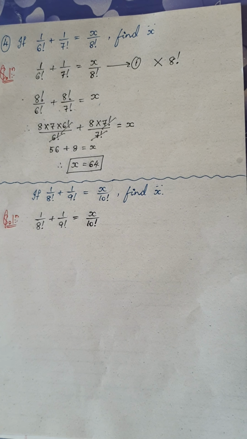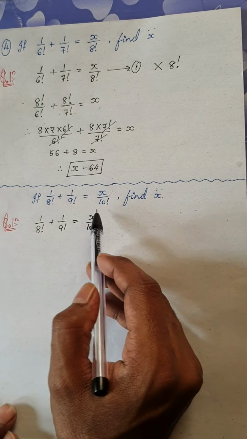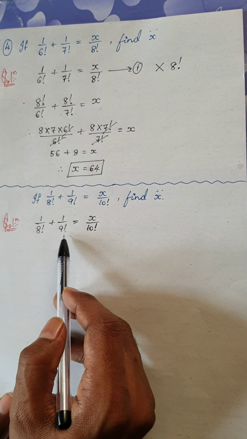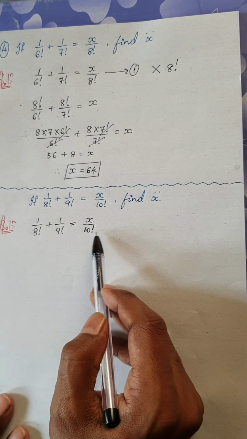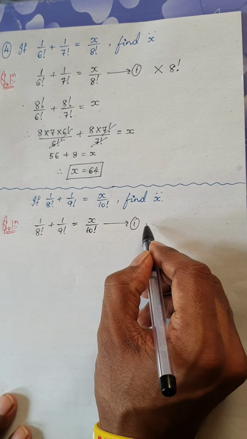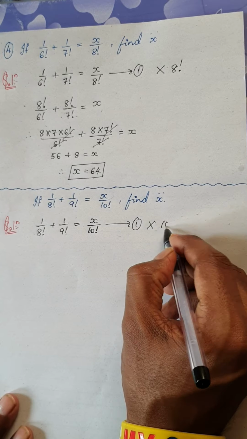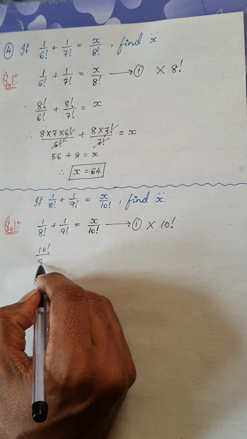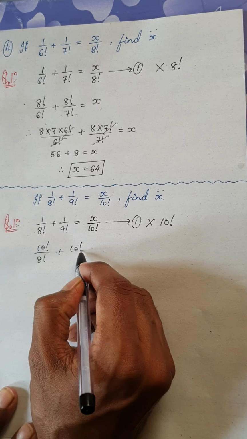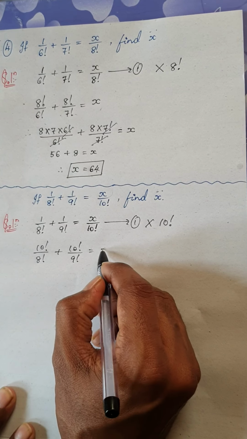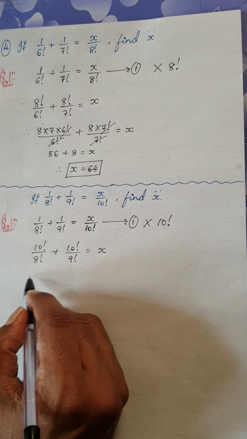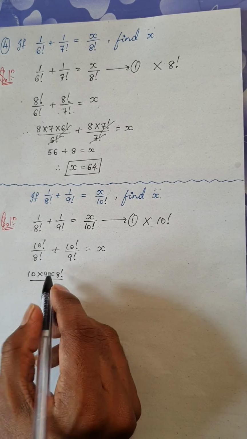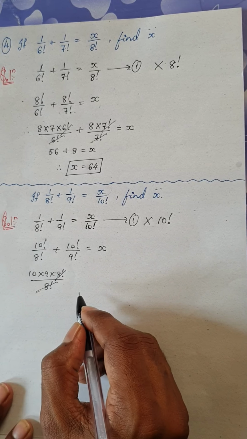Okay. So you can see here, this is actually similar to the previous question. So I have to prove, given 1 by 8 factorial plus 1 by 9 factorial is equal to x divided by 10 factorial. Let me take it as equation 1. So as I've done in the previous case, let me multiply this equation by 10 factorial. So you can write this as 10 factorial by 8 factorial plus 10 factorial by 9 factorial is nothing but x. Okay, so here I will be getting 10 into 9 into, I will stop with 8 factorial, so that I will cancel with the denominator 8 factorial.